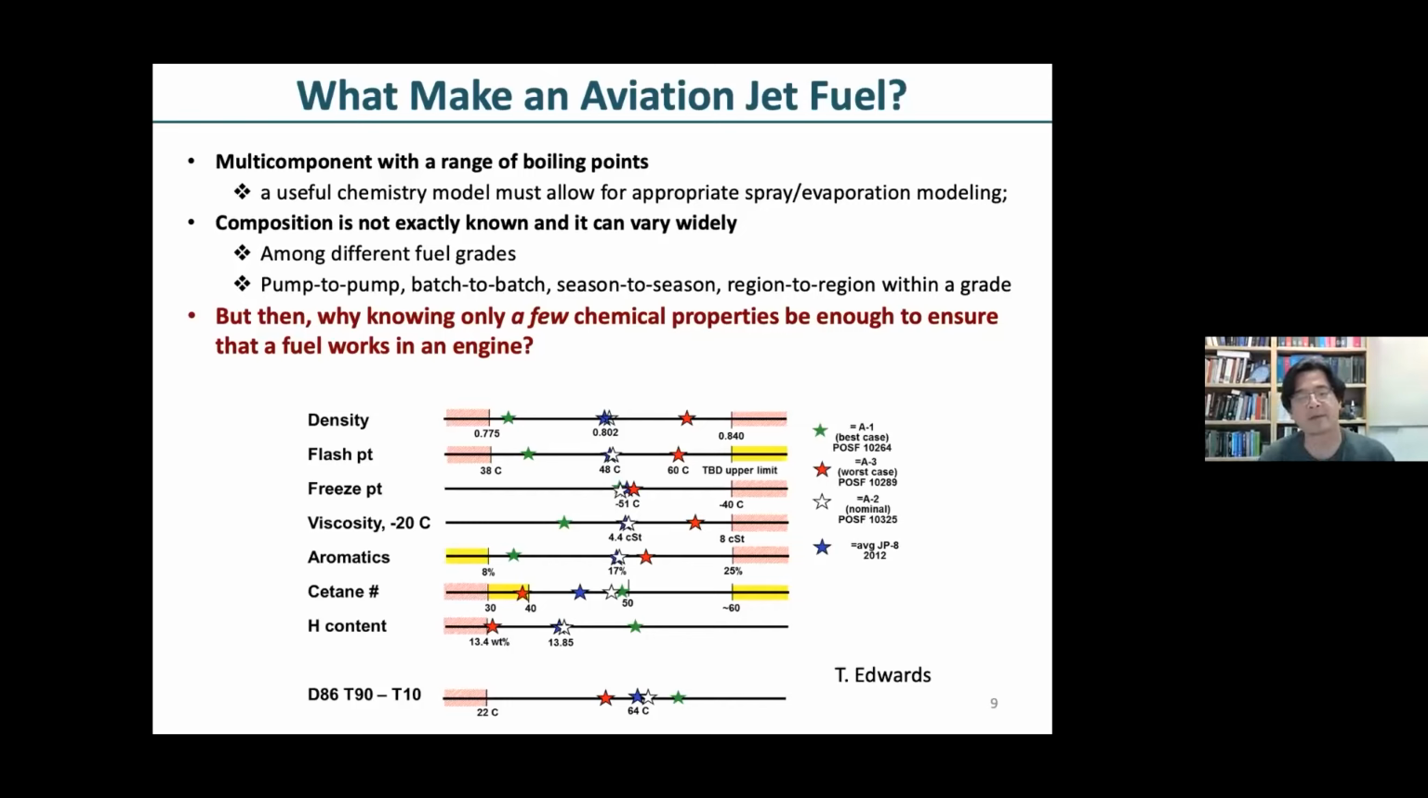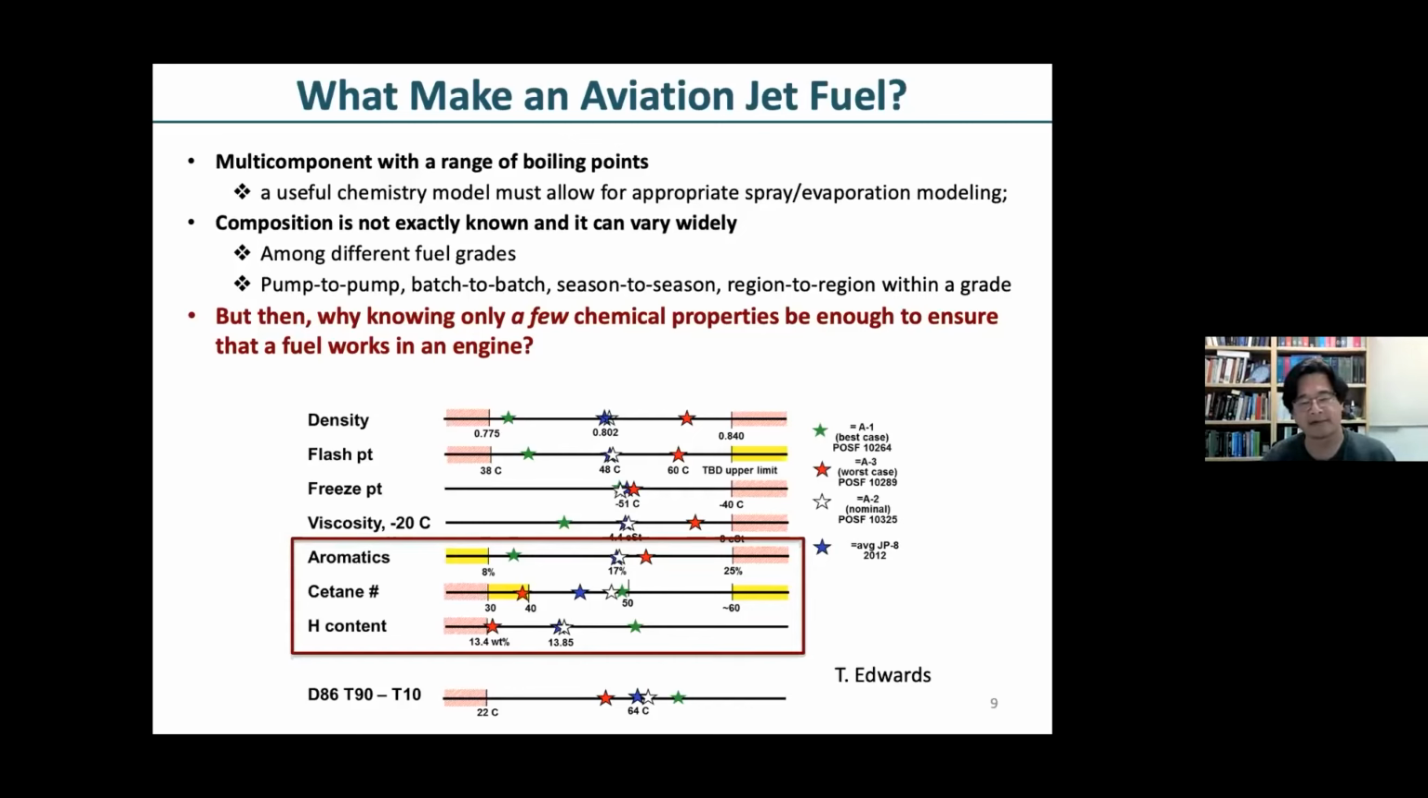But then, while knowing only a few chemical properties is enough to know this fuel is going to work well in an engine. So what I gave you here, the chart below, is what we call the American ASTM standard. From application point of view, if you are an airline engineer, what are you looking for in this jet fuel to decide that this fuel is going to fly your airplane and your airplane will not fall off the sky? This is determined by ASTM standard.